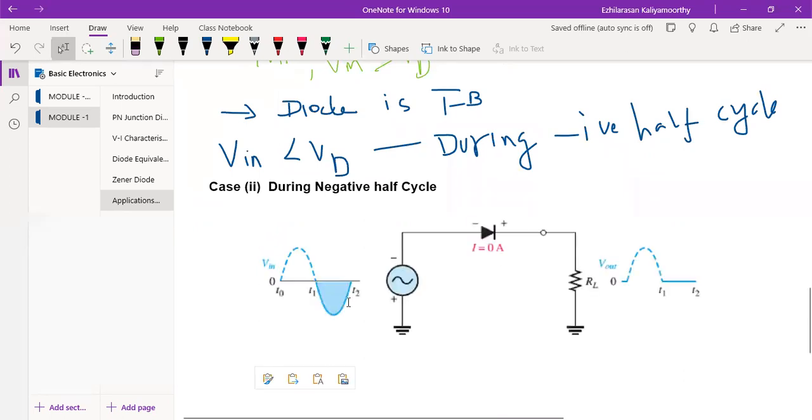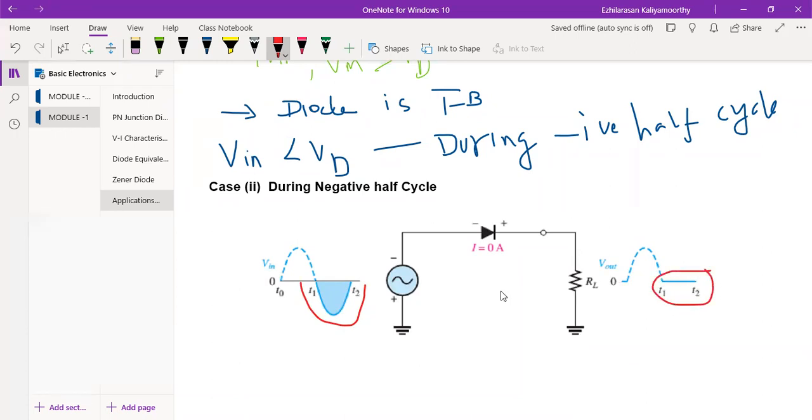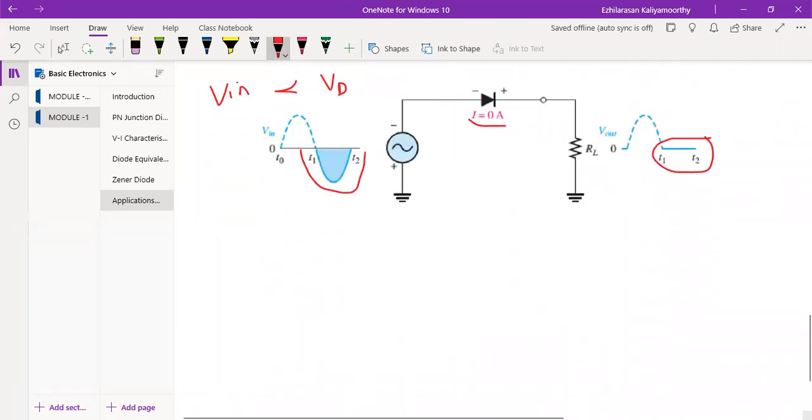I hope you might have understood now. This will be your negative. So during the negative half cycle, we'll get the output as 0, because the current will be equal to 0. The reason is that your input voltage is less than VD, just during the negative half cycle. So like this, continuously, the input will give the waveform like this.